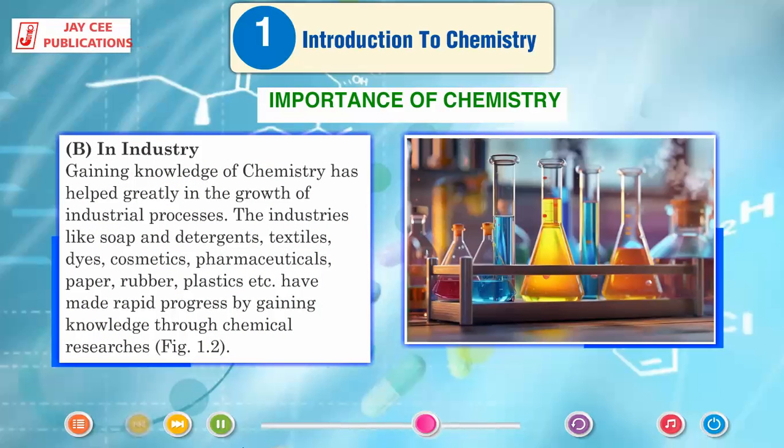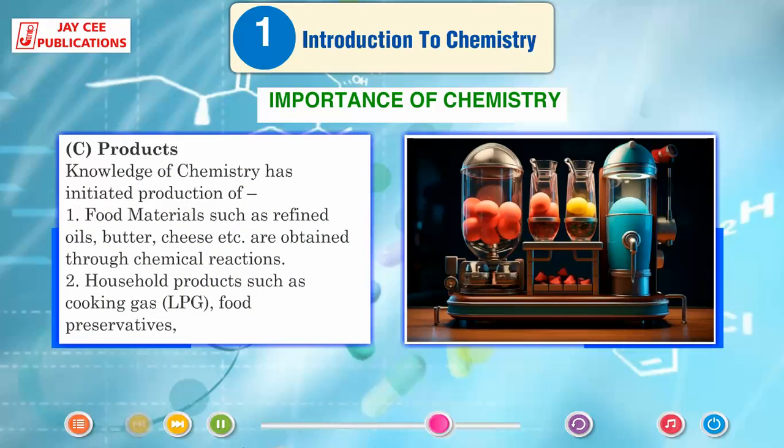In industry, gaining knowledge of chemistry has helped greatly in the growth of industrial processes. Industries like soap and detergents, textiles, dyes, cosmetics, pharmaceuticals, paper, rubber, plastics, etc. have made rapid progress by gaining knowledge through chemical researches. Figure 1.2. Products. Knowledge of chemistry has initiated production of food materials such as refined oils, butter, cheese, etc.